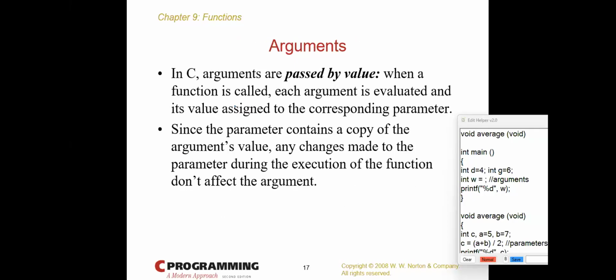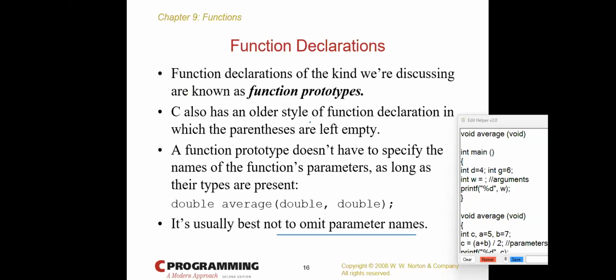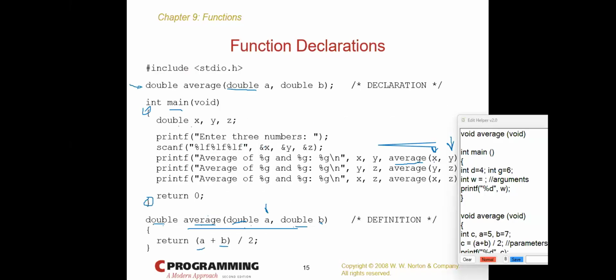Okay, let's go to arguments. Now, in C, arguments are passed by value. What passed by value means is this. If you look at this program, we are sending the value of x into average. x is going to become a. But the key thing you should know is that the variable x itself does not go into average. What goes into average is the value inside of x.